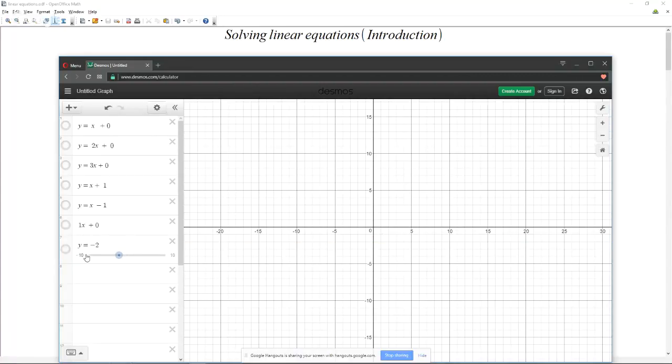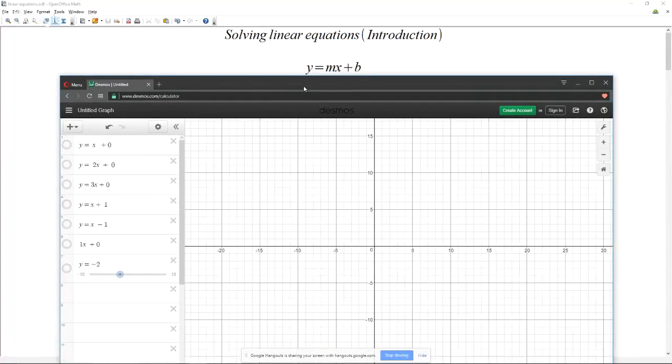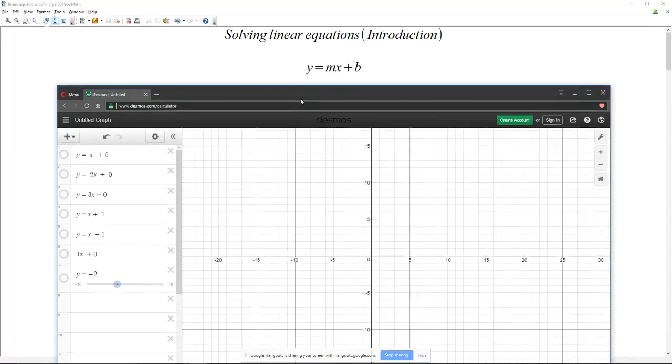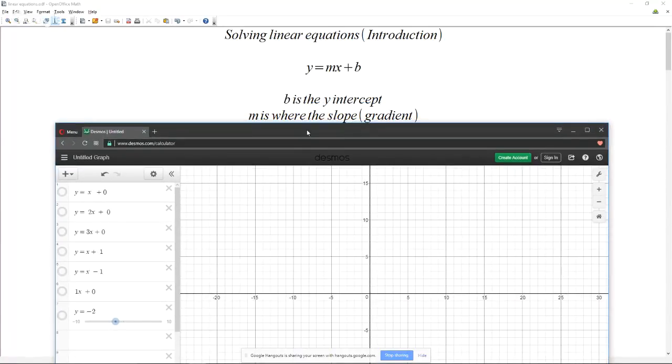Now, equations for linear equations generally have a specific form. There's actually different ways of writing this. You may have seen it expressed as ax plus by plus c equals 0. That's a general form. I'm not going to get into that, but most likely you've seen this way of expressing it before: y equals mx plus b. And what this is really saying is that b is the y-intercept, which means where the line intersects the y-axis, and m is the slope or the gradient, which I'll explain in a second. So in this form, the very first equation I have here is y equals x plus 0.